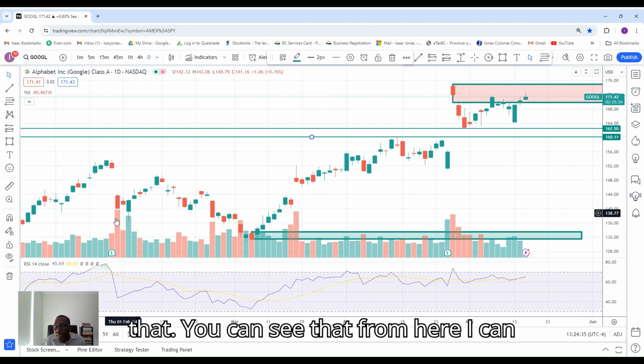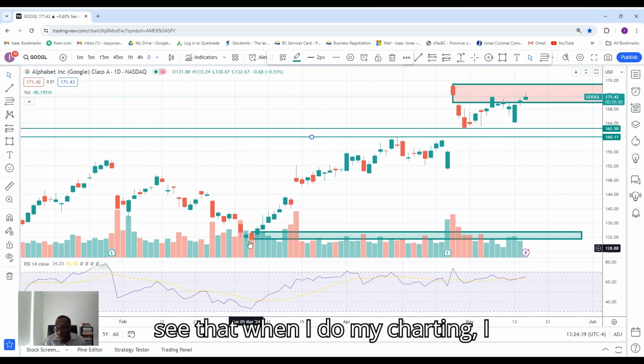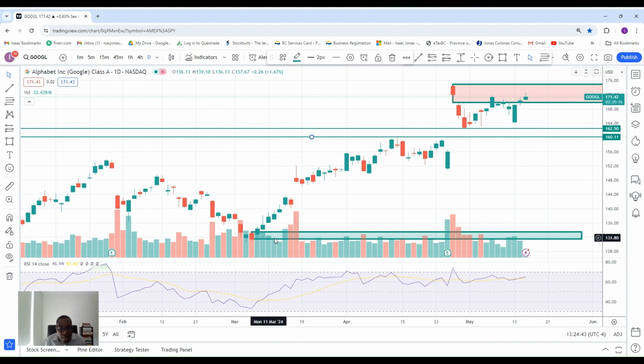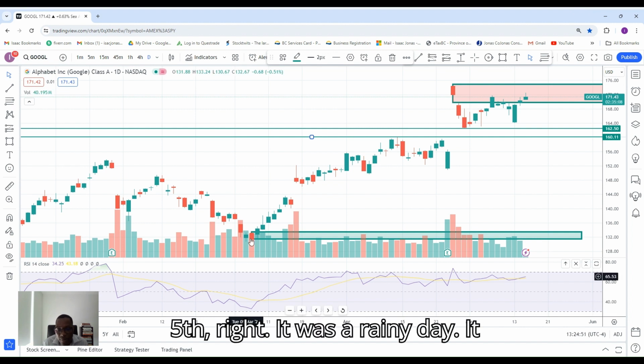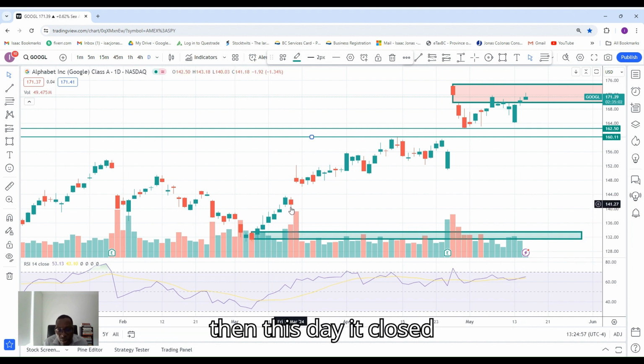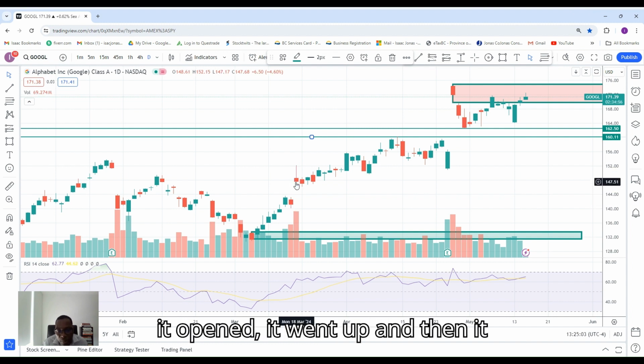And what happens is that when I do my charting, I can see this is a demand zone, right? When it reached this point, 132, that was around March 5th, it was a red day, it really dropped, and then it went up, and then this day it closed down, and then it opened, went up, and then dropped.